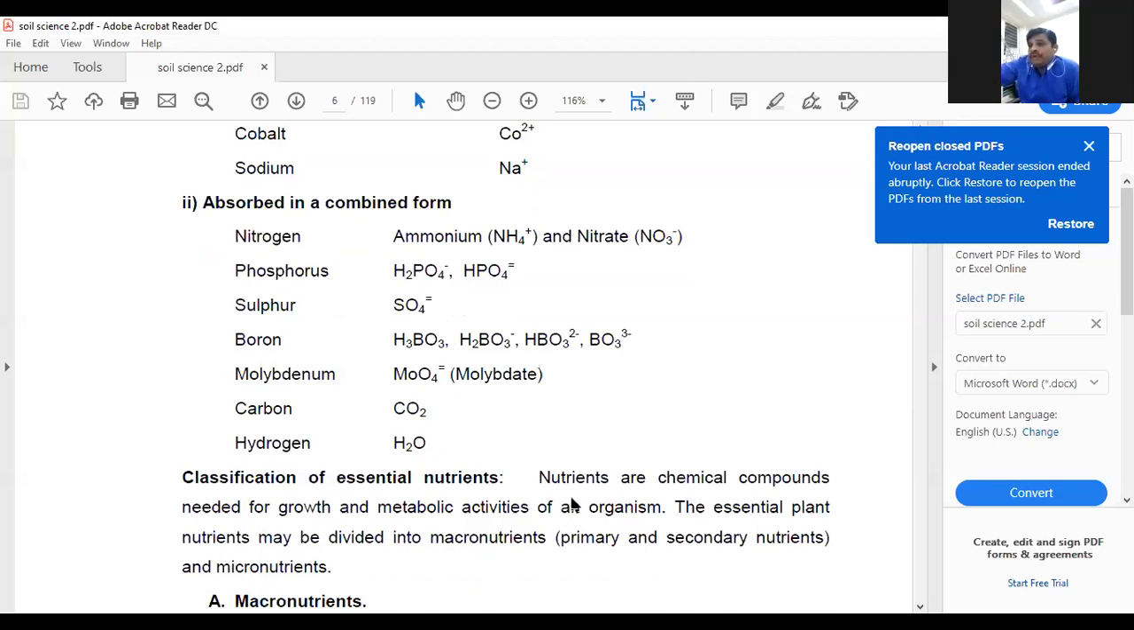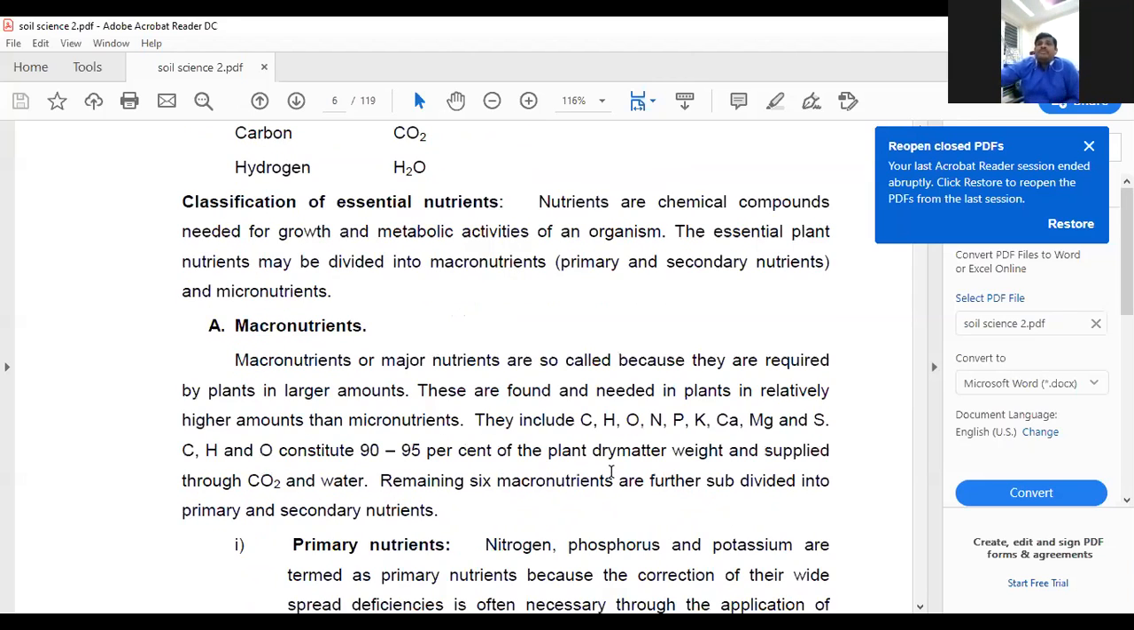Classification of elements. Nutrient elements are classified into macronutrients and micronutrients. Macronutrients are nutrients which are required in larger amounts by plants, that is more than 50 ppm. It is classified into two types: primary macronutrients and secondary macronutrients.